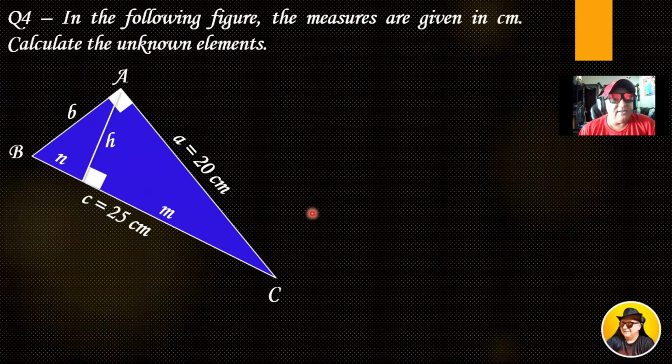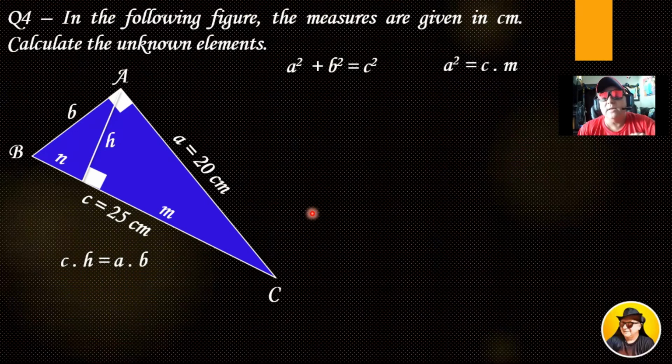All right, let's go ahead. So applying the Pythagorean theorem, A squared plus B squared is C squared. And also C times H is A times B. A squared is C times M. And B squared is C times N. Okay? So let's start with the Pythagorean theorem.